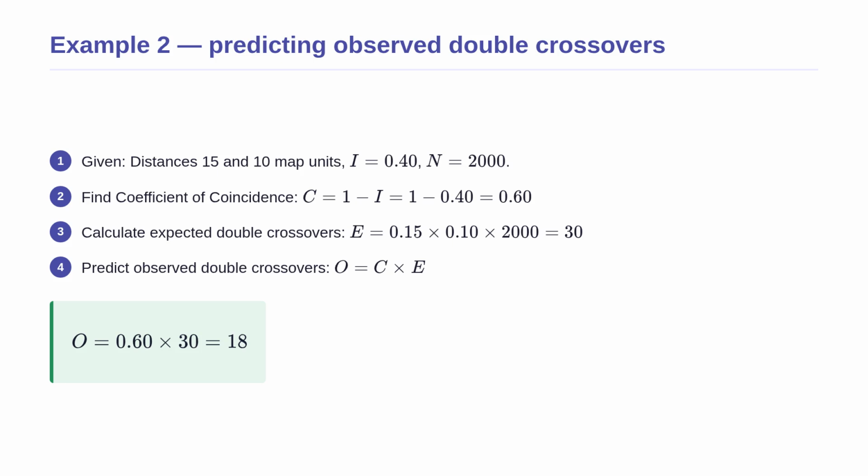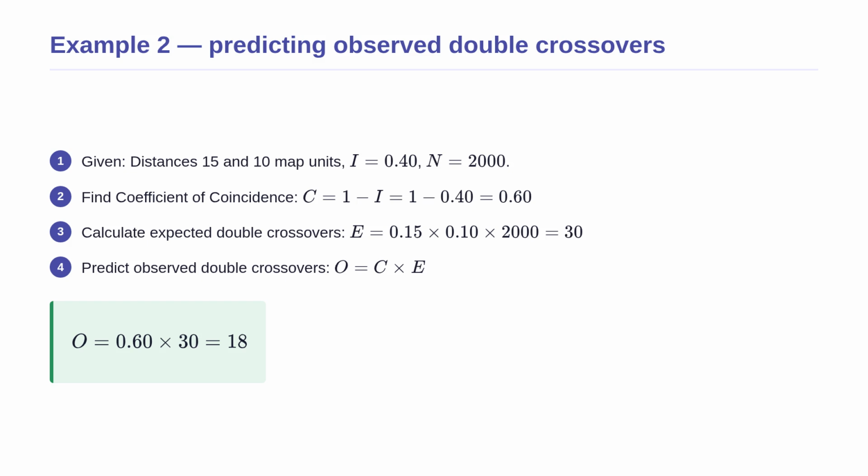Let us look at a different scenario where we work backward. In an experiment with fruit flies, the map distances are 15 and 10 map units. Previous studies show the interference value is 0.40. If we breed 2,000 flies, how many double crossovers should we actually expect to see?